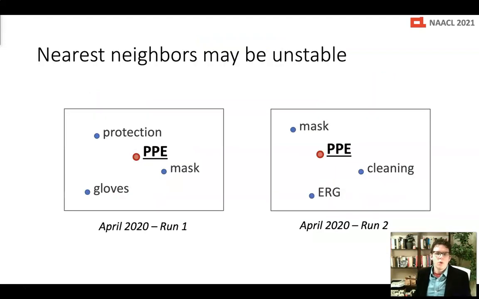Now, we know from past work that nearest neighbors may change if you train your embeddings again. So you see here examples of different neighbors for the concept PPE from different runs. And this is with the same corpus, with the same algorithm, and we get pretty different nearest neighbors, which means that if we're using a nearest neighbor-based analysis approach, looking at this embedding of PPE over time, or at least within this particular monthly version, may not really tell us very much.